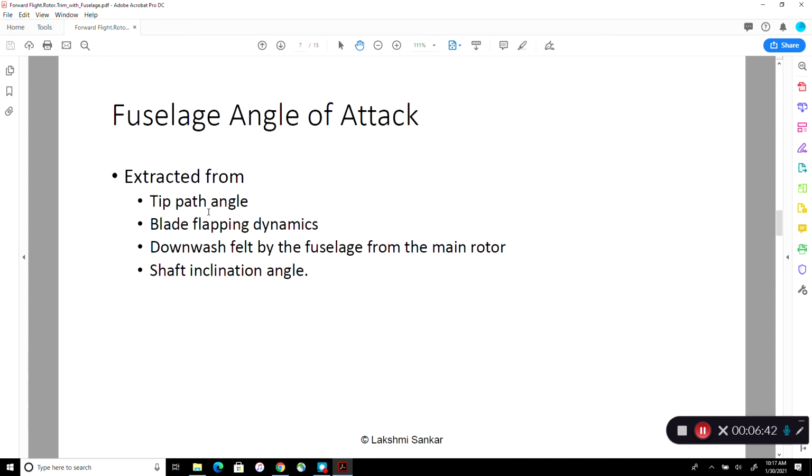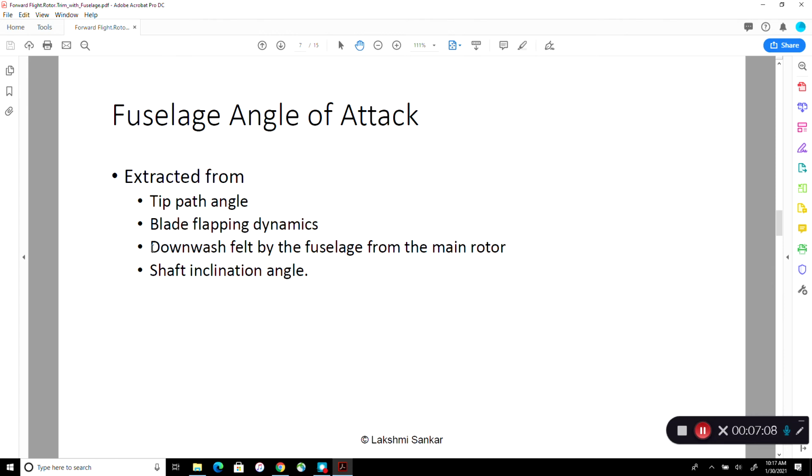Now, we look at what are the factors that control the fuselage angle of attack. First thing is the tip path plane, which we control by the pilot's action. Blade flapping dynamics. The pilot puts in theta naught, theta 1c, theta 1s. The blade response is beta naught, beta 1c, beta 1s.